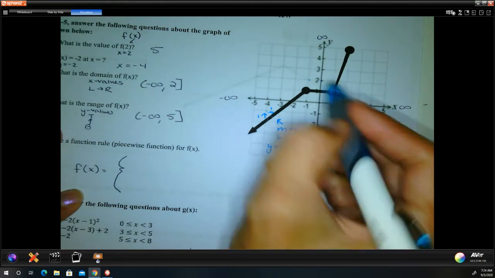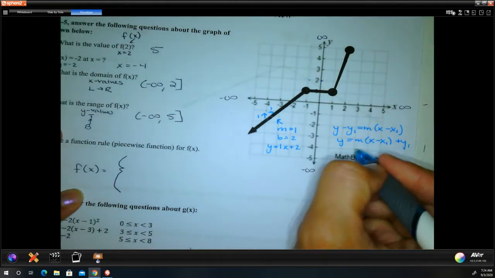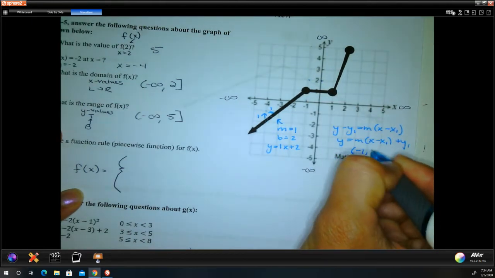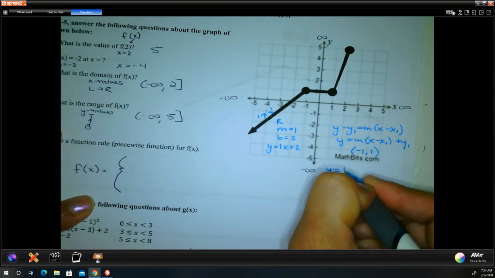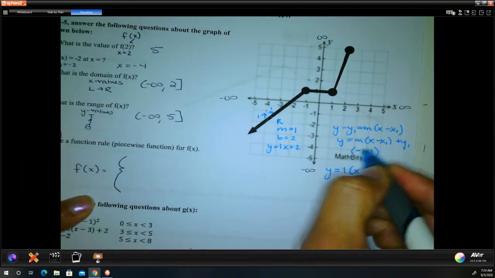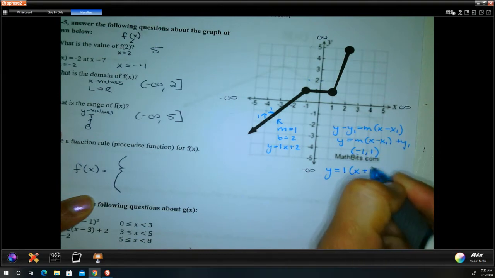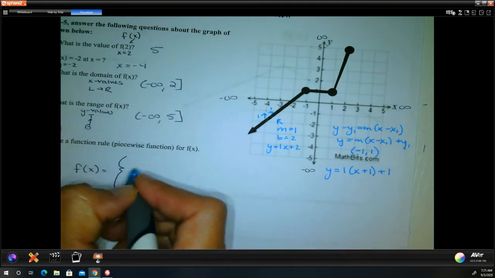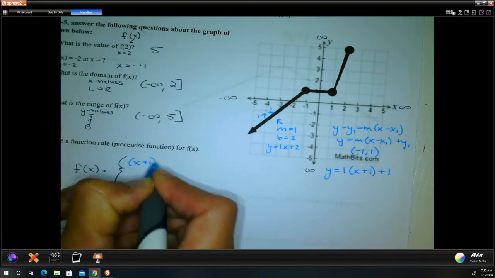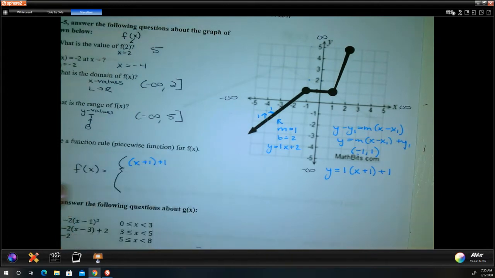So here I'm just going to use this point because it's nice and big. So that point is negative 1, 1. So when I plug it in, y equals, my slope is 1, x opposite of negative 1, so positive 1, or you can think negative, negative 1, and then add my y value. So I'm going to plug that in here, and that's x plus 1 plus 1. If you want that 1 in front, that's fine.